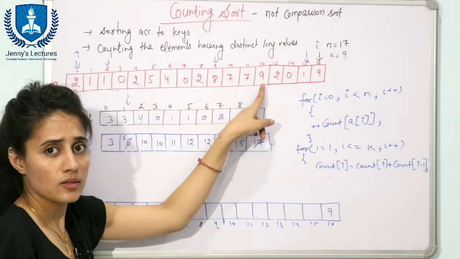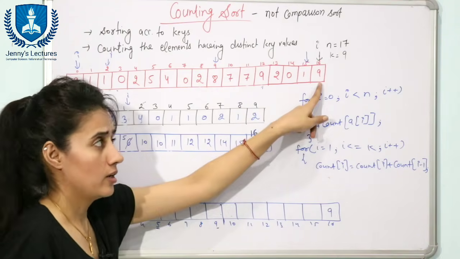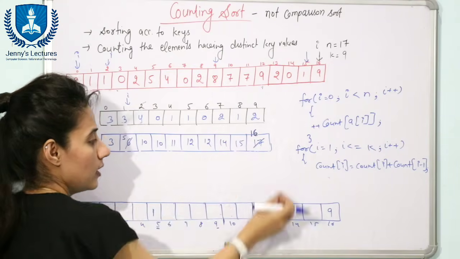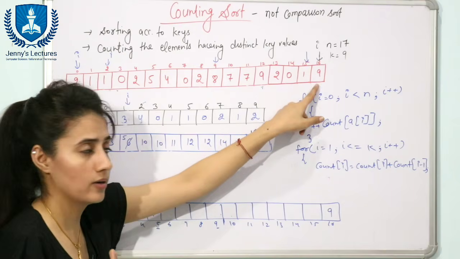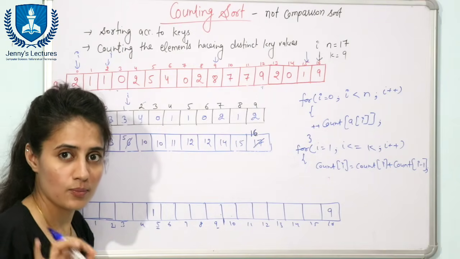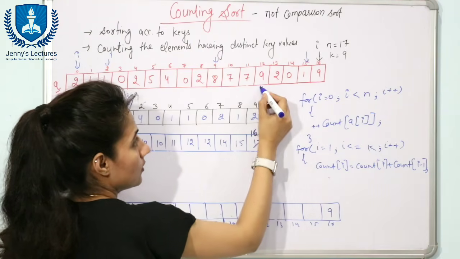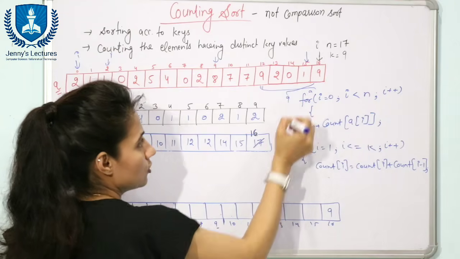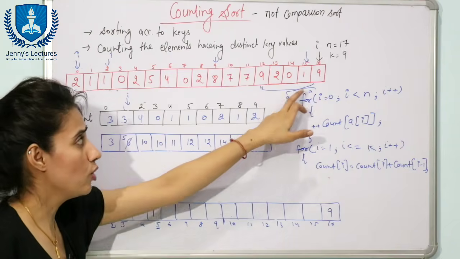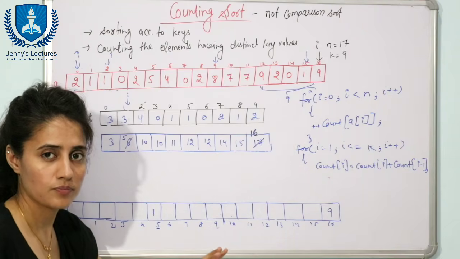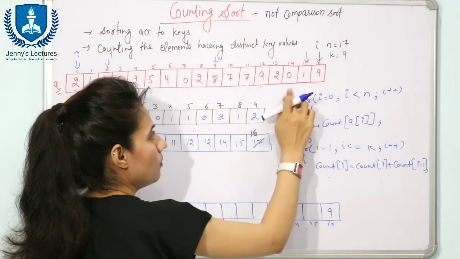So this 9 is before this 9, right? Its position is before this 9. So in the sorted array, this 9 should be before this 9 only. That is the stability, that is a stable sort. Although we could write this 9 here and this 9 at this place, the value is the same. Obviously the array would be sorted, but this will not maintain the stability of the sorting algorithm. That is why, just to maintain stability, I am going to start from here.